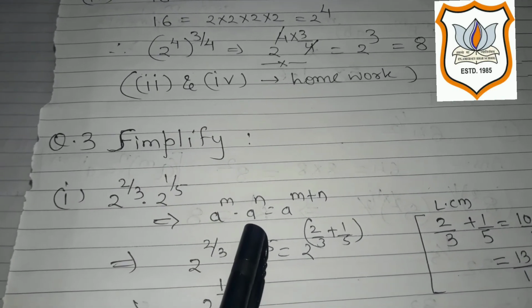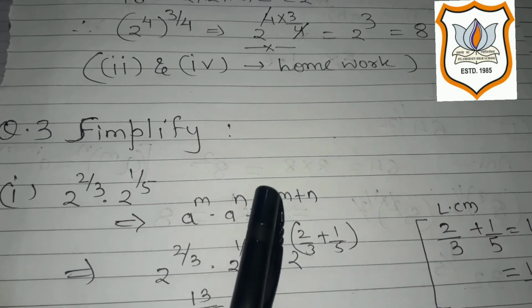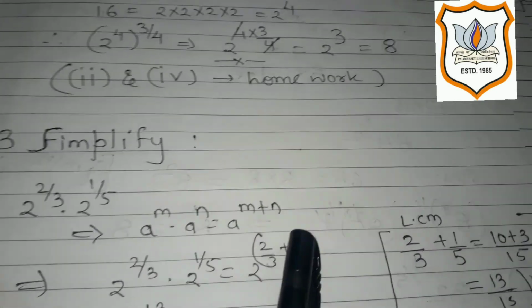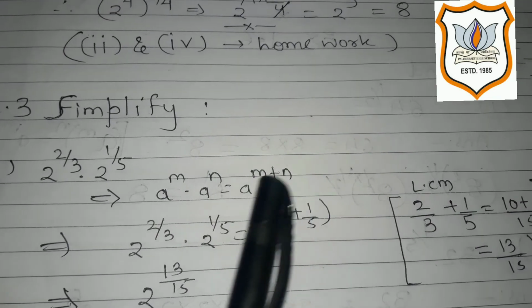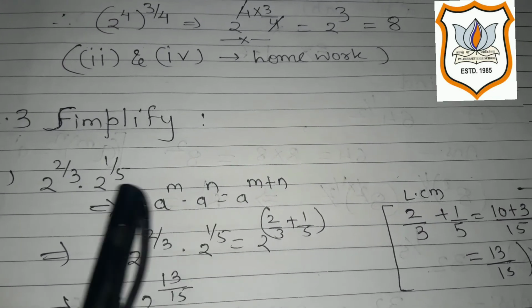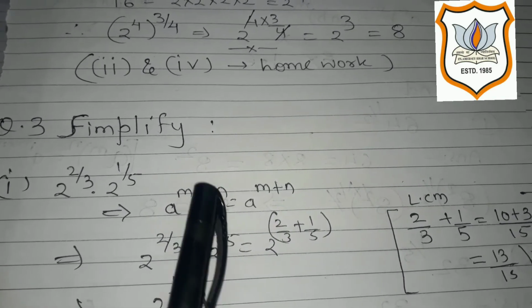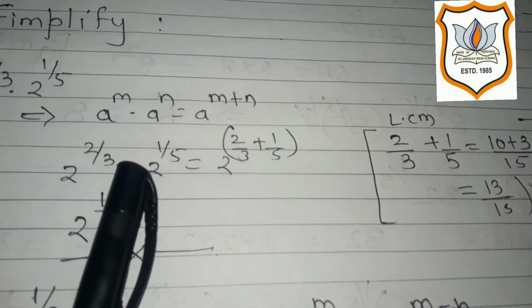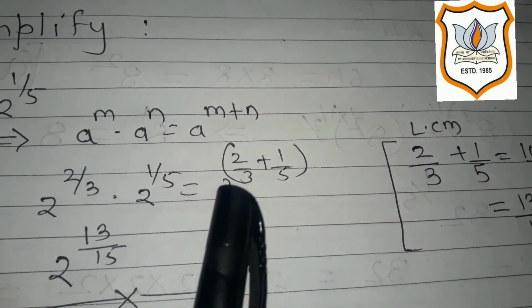The next identity, that is a to the power m dot a to the power n, which is equal to a to the power m plus n. And hence we can write here, both the bases are same, only the powers are different. A to the power m, a to the power n, a to the power m plus n. So we can write 2 to the power 2 upon 3 dot 2 to the power 1 upon 5.